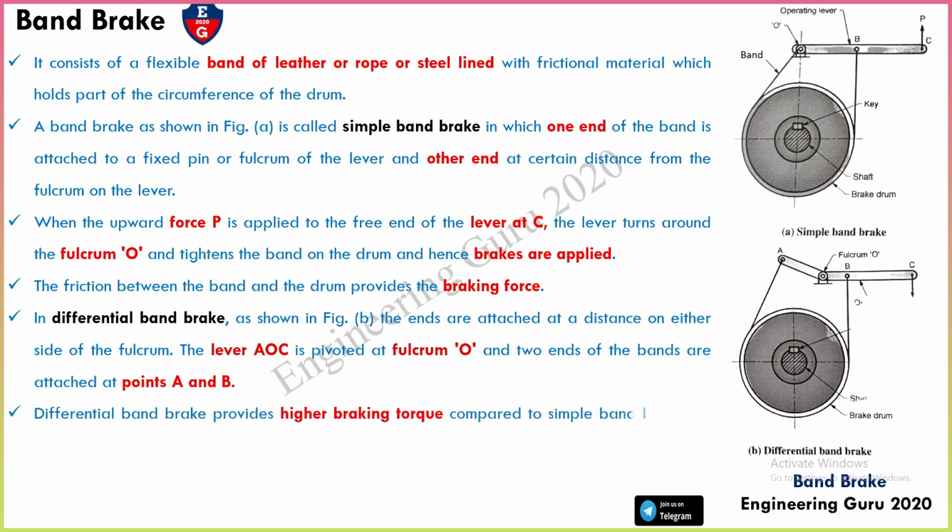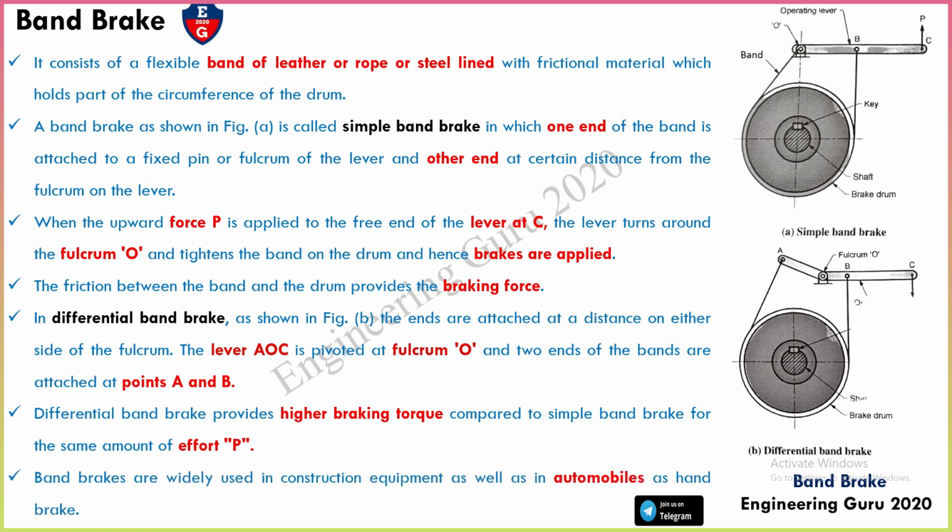Differential brake provides higher braking torque compared to simple band brake for the same amount of effort P. The difference is that in simple band brake the force is applied in the upward direction, but in differential band brake the force is applied in the downward direction, and it also provides higher braking torque. Band brakes are widely used in construction equipment as well as in automobiles as hand brakes. So this is the basic of band brake.